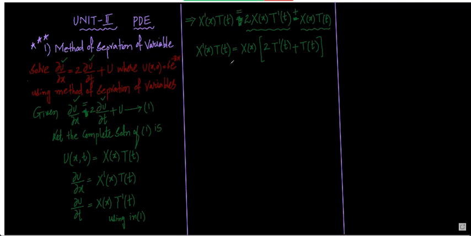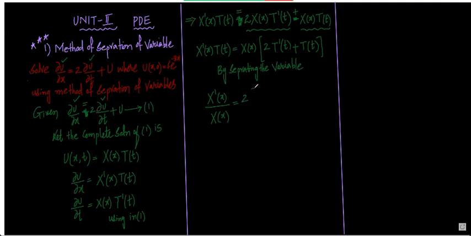This has multiple terms, so we can take this side by separating the variables. Separating the variables means we have to take... Do you remember the variable separable method? Taking the x terms on one side, this x dash of x, this multiple term goes to the denominator. Similarly, this multiple term will go to the other side.